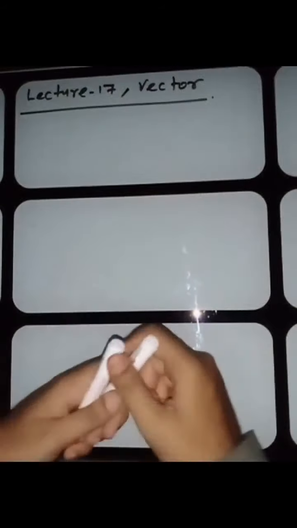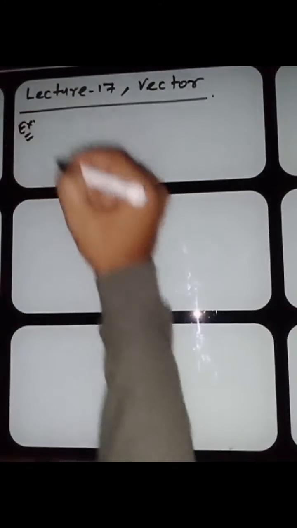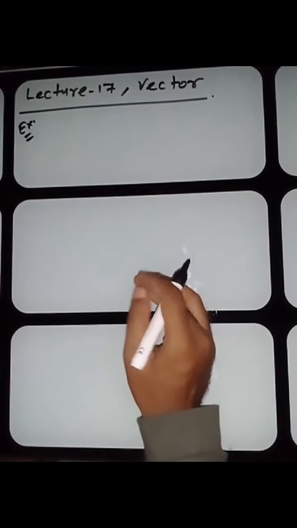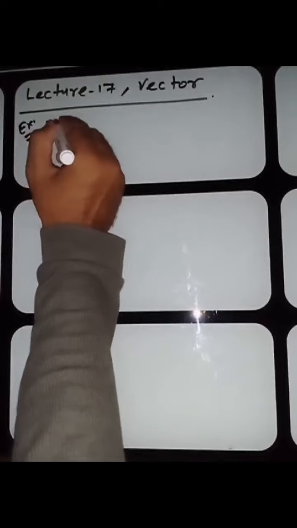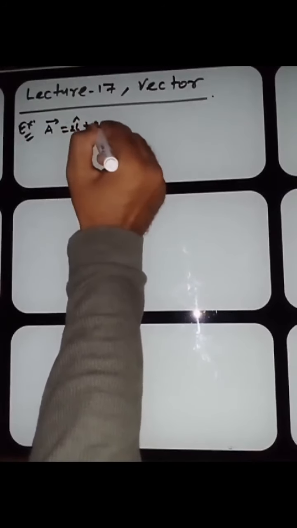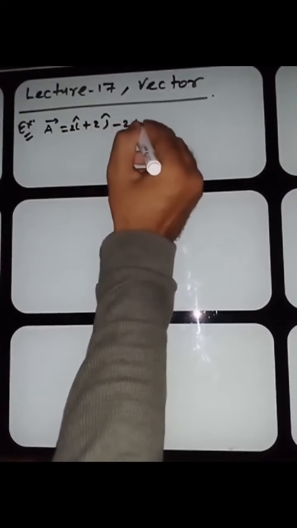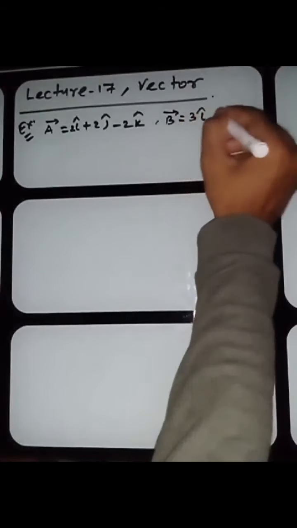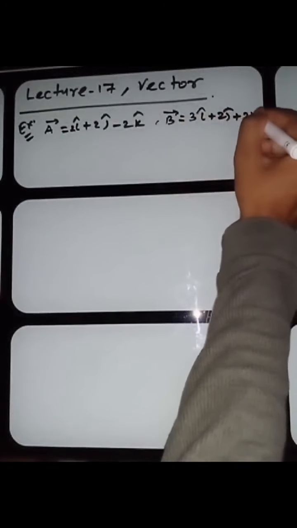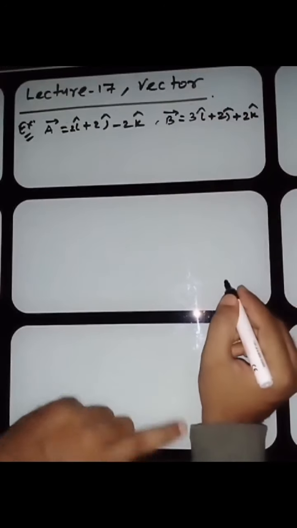All right, so look here, my dear students. We have two vectors, and we are going to find the cross product using the determinant method, which is the easiest method. The two vectors: vector a is 2i plus 2j minus 2k. The vector b is 3i plus 2j plus 2k. Okay, these are my two vectors.